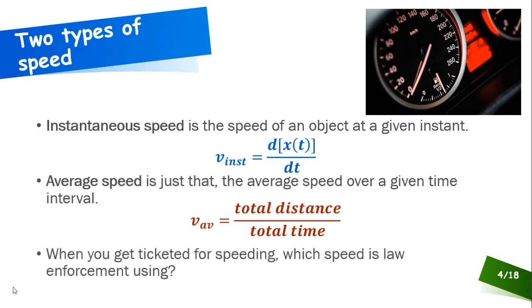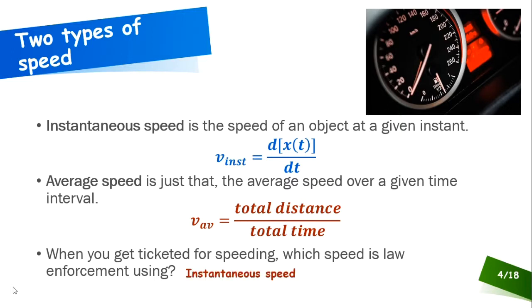So, when you get a ticket for speeding, which speed is law enforcement using? Instantaneous speed or average speed? Which do you think? And yes, that means you're supposed to, if you haven't said anything, you need to say something. You know, put your foot down, say, this is where I'm standing. And it's okay if it's wrong, because this doesn't affect your grade, but it's a great place to learn your knowledge gap. So what do you think? Instantaneous speed or average speed?